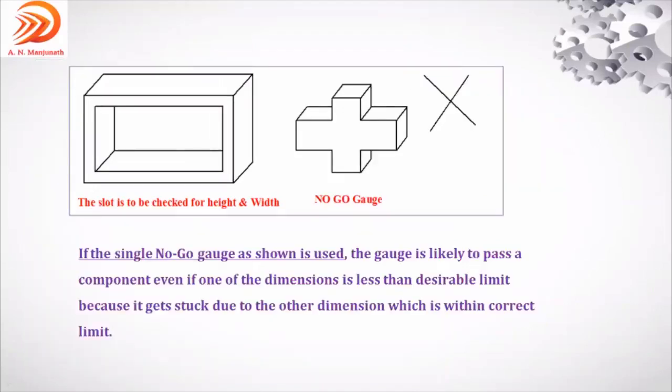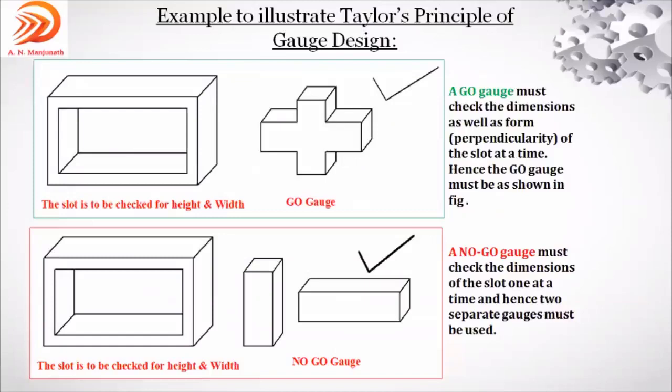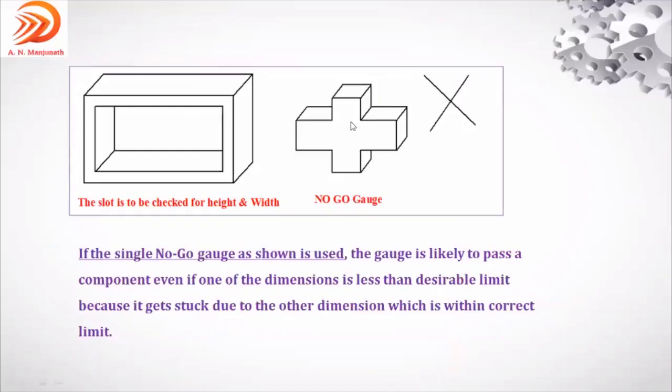See here, this is the wrong one. In the previous one, the no go gauges are separate. Two separate gauges have been used because this is the statement. Suppose instead of two separate no go gauges, both are combined to form one no go gauge like this. There it is wrong. If a single no go gauge as shown is used, why it is wrong, I will tell here in the condition. Why should the no go gauge not check multiple dimensions at a time?